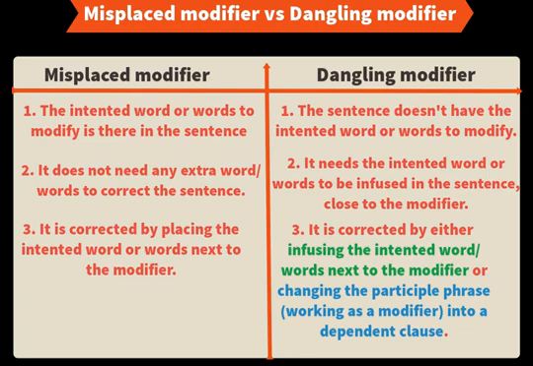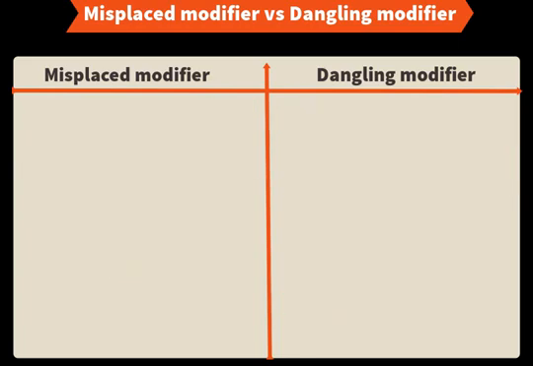But when we talk about a dangling modifier, you have to rearrange the sentence. You have to infuse some words in the sentence to correct it. All right. So there are two ways to correct a dangling modifier. Either you have to infuse the right word or words that the modifier can possibly modify or intends to modify, or if your sentence has a participle phrase, you have to change that participle phrase into a dependent clause, right? So let me show you how to do it.